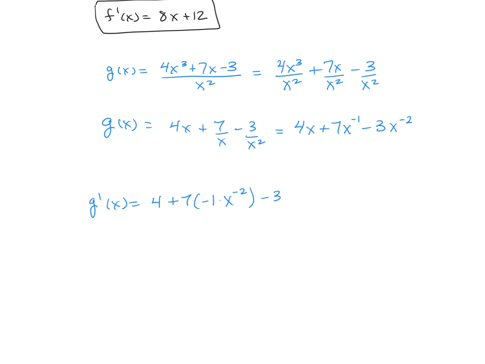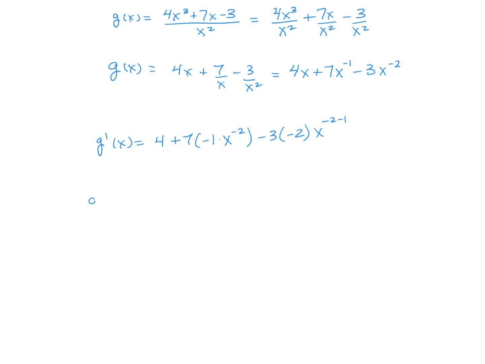Then our minus 3 is copied along. Our negative 2 becomes a coefficient. And now x is going to be negative 2 minus 1 power, or negative 3 power. So g prime of x is equal to 4 minus 7 over x squared plus 6 over x cubed, which is a perfectly acceptable format for an answer.